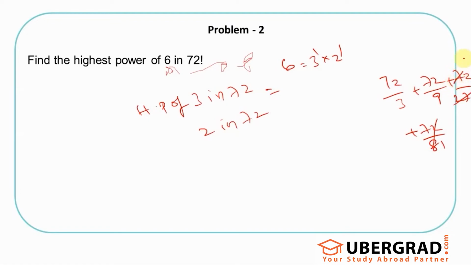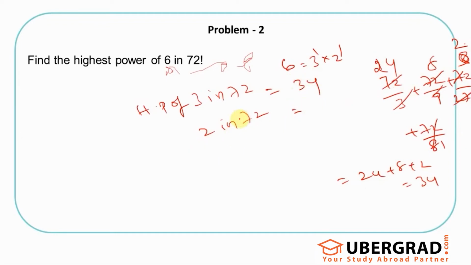27 3s are 81, right? 27 3s are, so 72 by 27 is 2 point something. This is 9, 8s are 72. So 3 2s are 6, 3 4s are 12. So 24 plus 8 plus 2, that's 34. The highest power of 3 is 34.